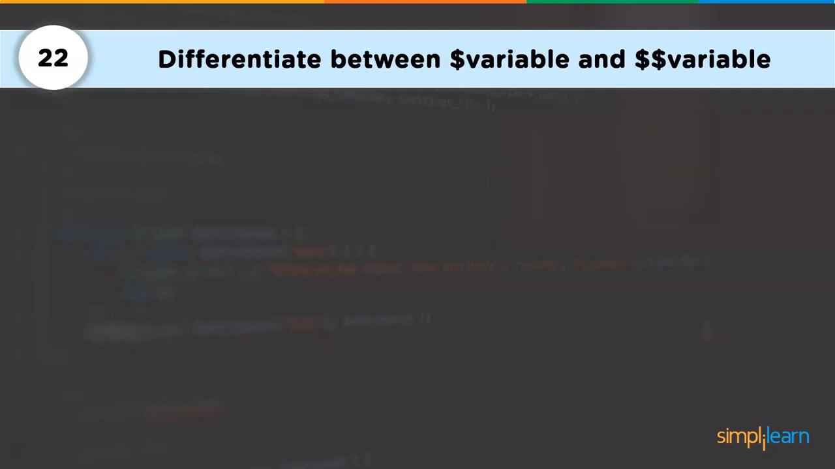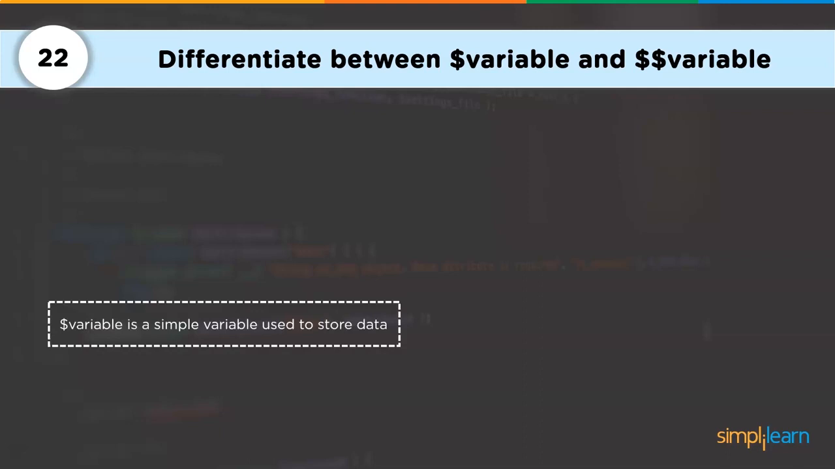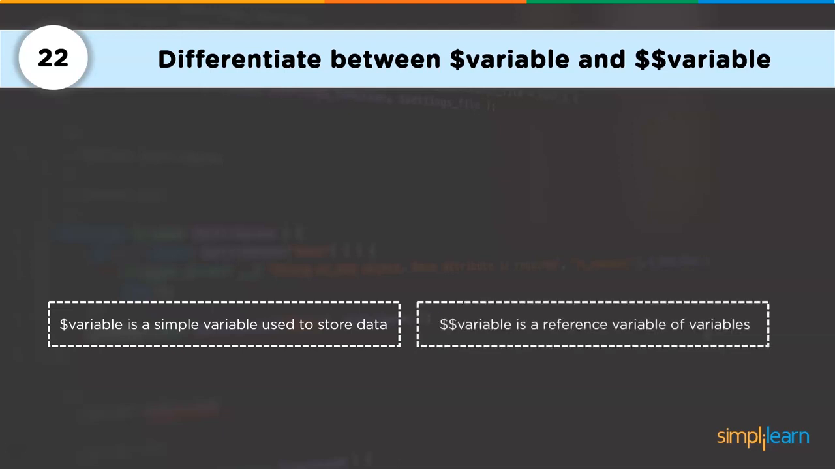Next, differentiate between a dollar variable and $$ variable. So what is the difference between the two? Now in case of a single dollar variable, it is a simple variable that is simply used to store data. As we discussed earlier, it is a variable that we define to store different data types, that is integer, float, strings, etc. While a $$ variable is a reference variable of variable. So this is used to reference already existing variables.